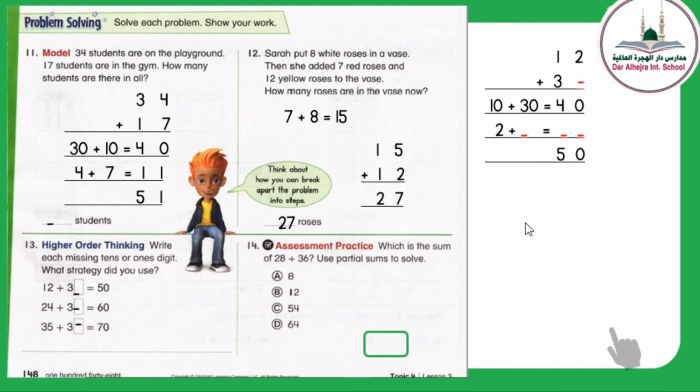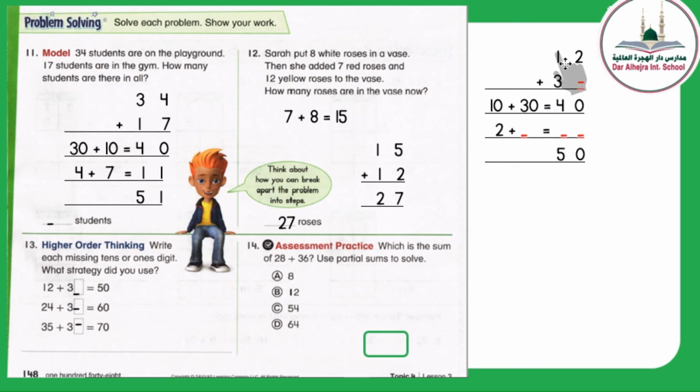Now we come to the next question. Write each missing tens or ones digit. What strategy did you use? Let's see, we need to find the missing number here. 12 plus 3 something, 30 something equals 50. So I can write it this way in a partial addition method. So I'll be writing here 12 and 3 something, 30 something.